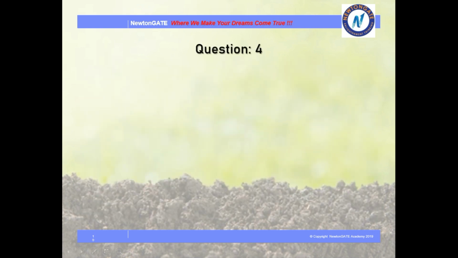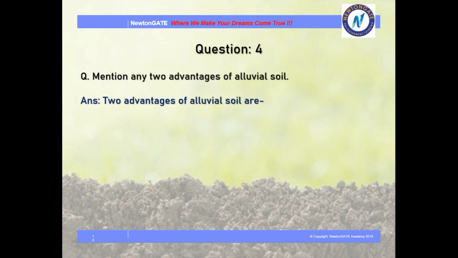Moving to the next question, that is question number 4. In question number 4, they have asked, name or mention any two advantages of alluvial soil. What are the two alluvial soil advantages? Firstly, it is very light and porous. What do you mean by the term light?